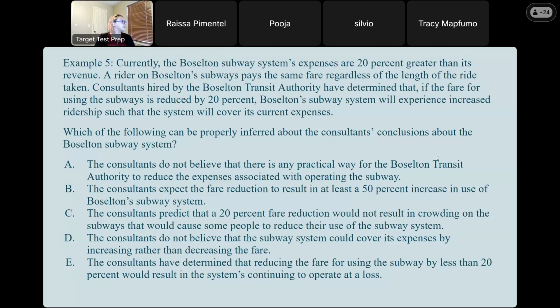C, the consultants predict that a 20% fare reduction would not result in crowding on the subways that would cause some people to reduce their use of the subway system.